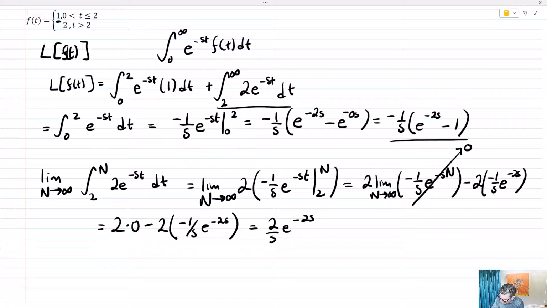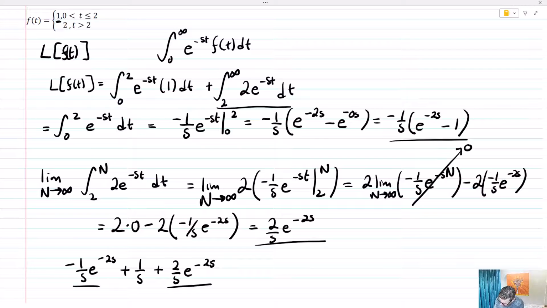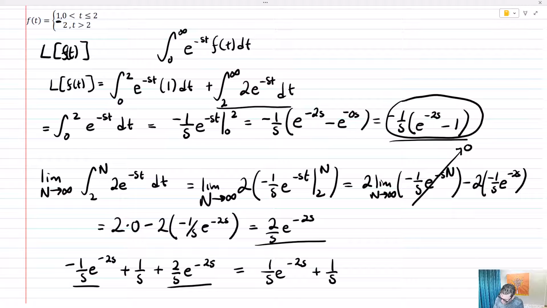Now we'll combine the two. We're going to get negative 1 over s e to the negative 2s plus 1 over s plus 2 over s e to the negative 2s. Then we can combine these two right here, and that will give me 1 over s e to the negative 2s plus 1 over s. Just a quick note, what I did here is I distributed out the negative 1 over s in order to combine my like terms. And so that pretty much completes it.